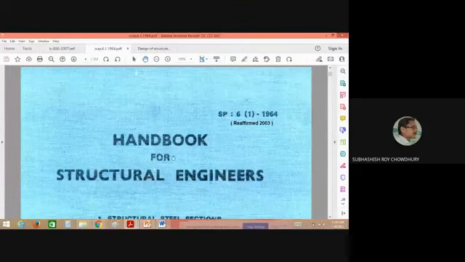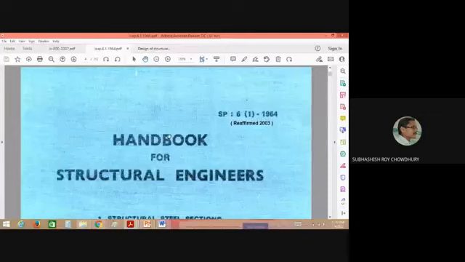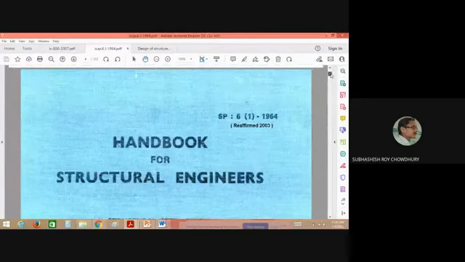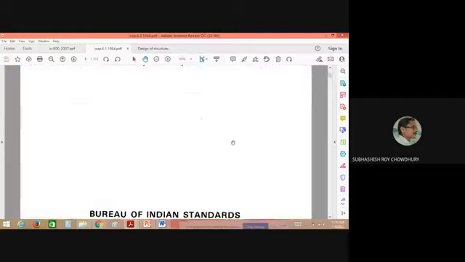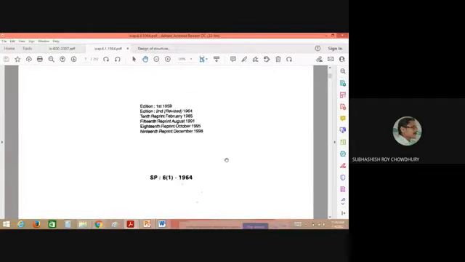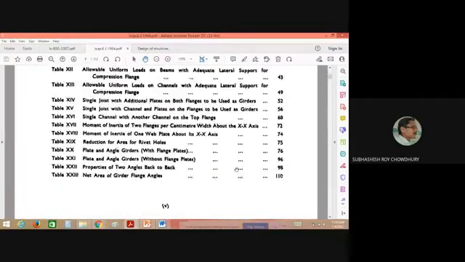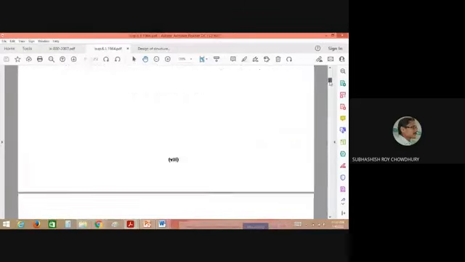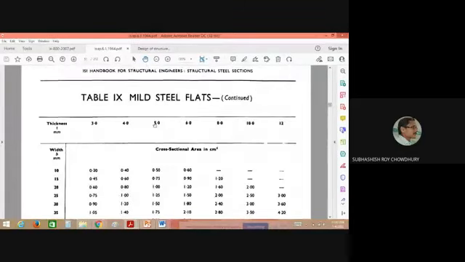Okay, and you should also remember that some other standard cross-sections are being prepared by different manufacturing companies nowadays. So if you want to use those, you should consult the published literature from them. Now these are the different parts of this SP61. I will not enter into all these parts at this moment.